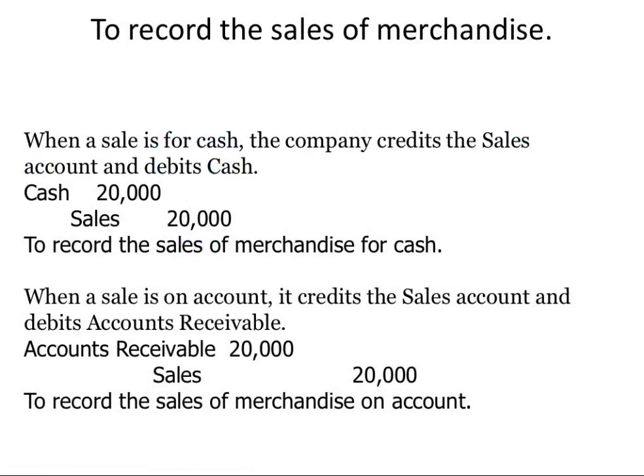Well, looking at how we record the sale of merchandise, when a sale is made for cash, the company simply debits cash, because cash went up, and credits the revenue account. Sometimes we just use the term sales, but that is our revenue account, so we credit revenue. If we made the sale to a customer on account, that means the customer has an account with us, we simply debit accounts receivable and credit sales.